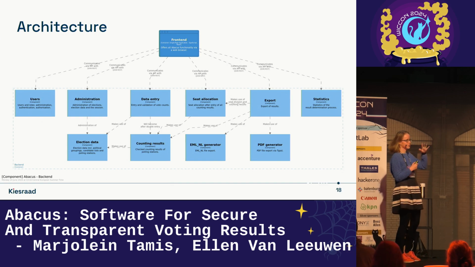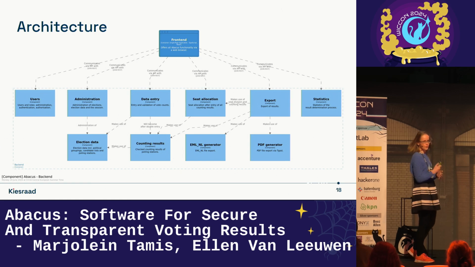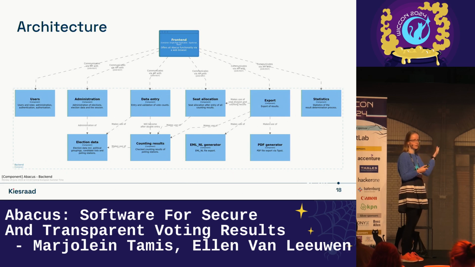And basically, once this whole process has been done and we end up at the central polling station, they will also then do the seat allocation. So based on the counting results, we can decide which candidate gets what seat. And then, of course, we have to export. So we will export the results on each level, both in EML-NL format and PDF.